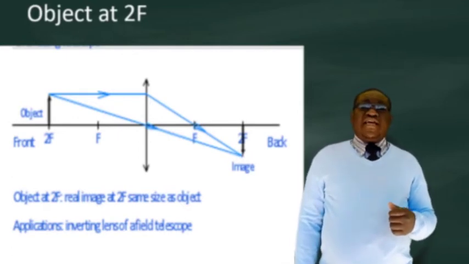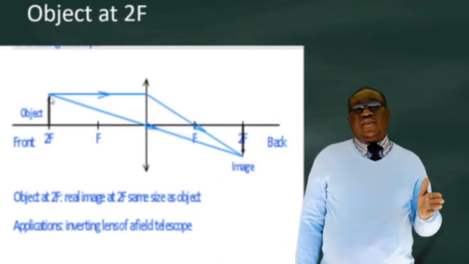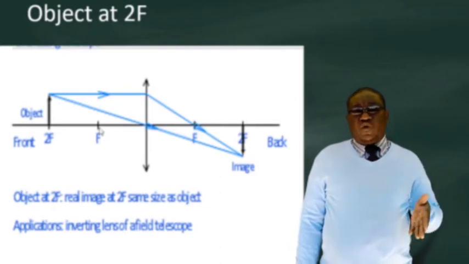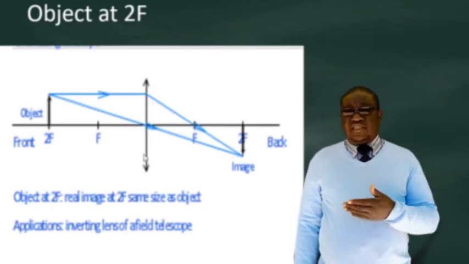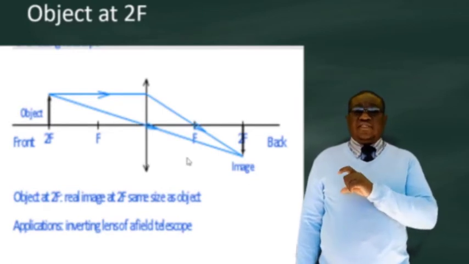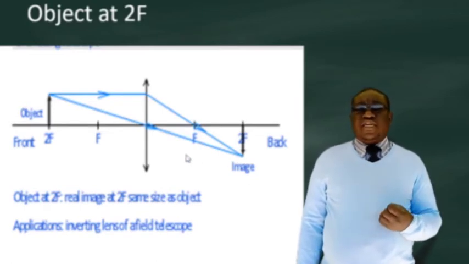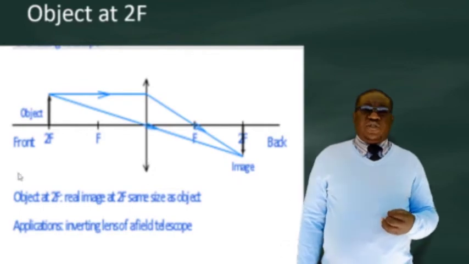You also have another ray that comes from the object, goes through F prime, and then goes to the lens, gets refracted, and then moves parallel to the principal axis. So you can draw 2 or 3 of the rays that I've just described. Now we're going to continue.